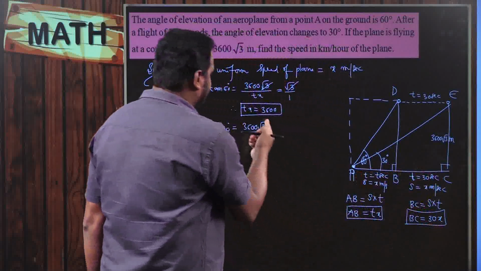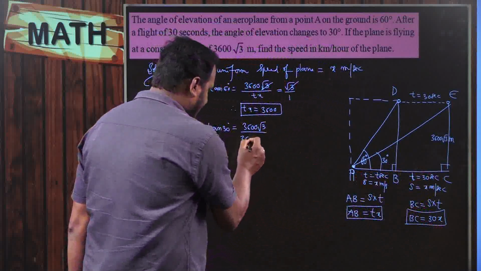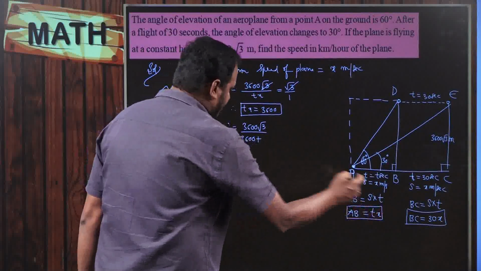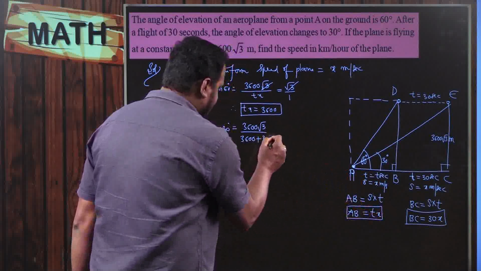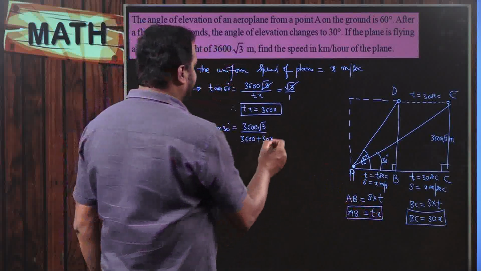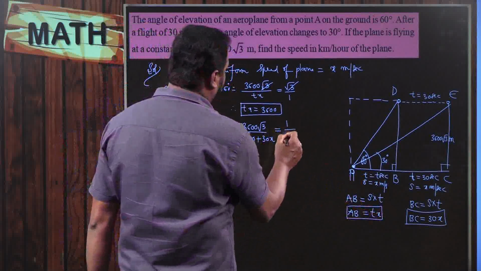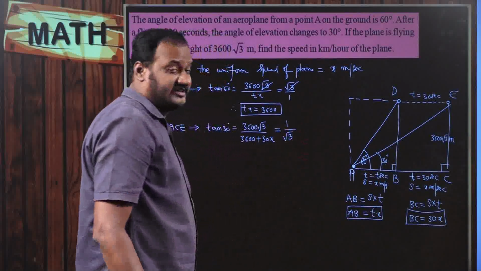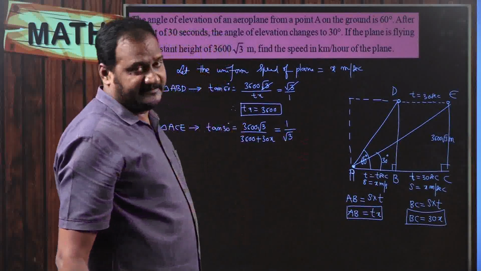But Tx is equal to how much? 3600, plus another one is equal to 30x. Hope you understand this. But what is the value of tan 30? Tan 30 is equal to 1 upon root 3. Once you observe here, can we cross multiply?